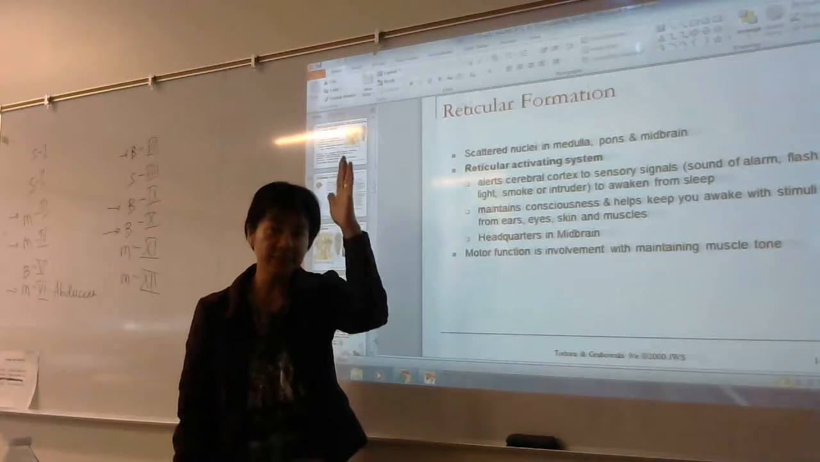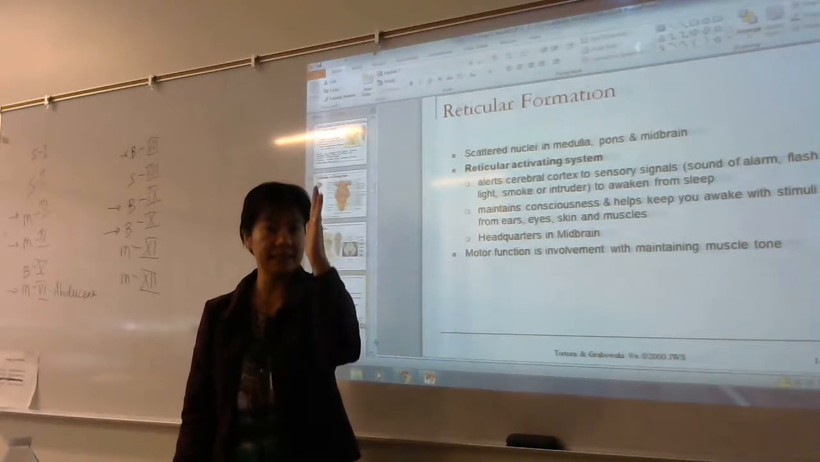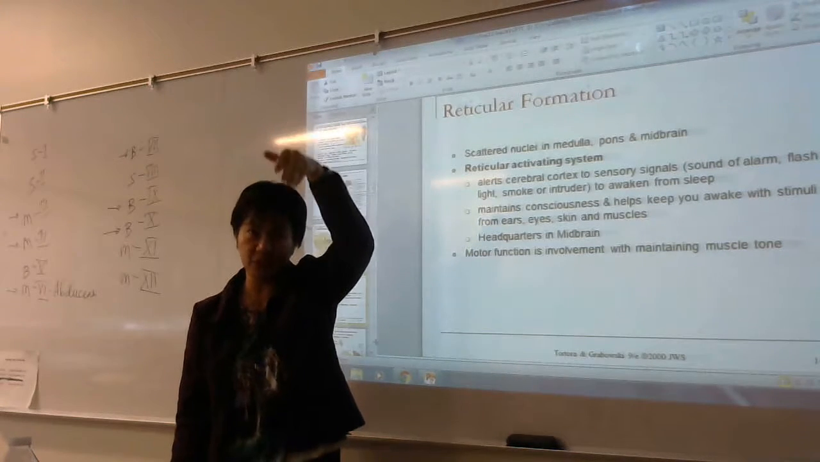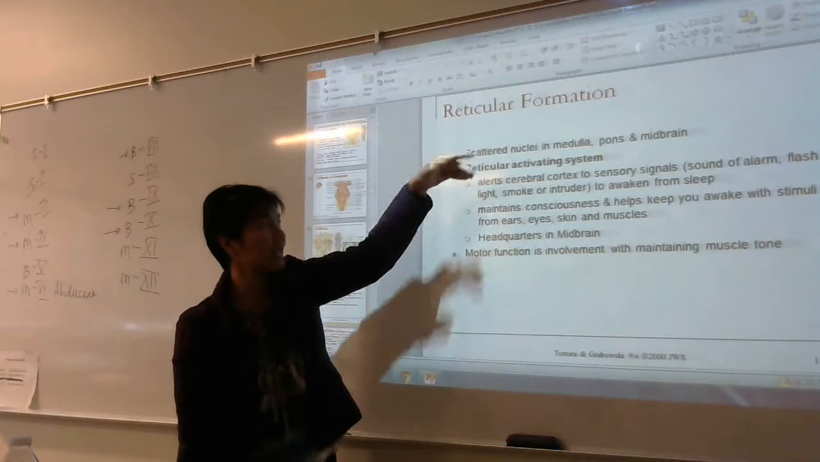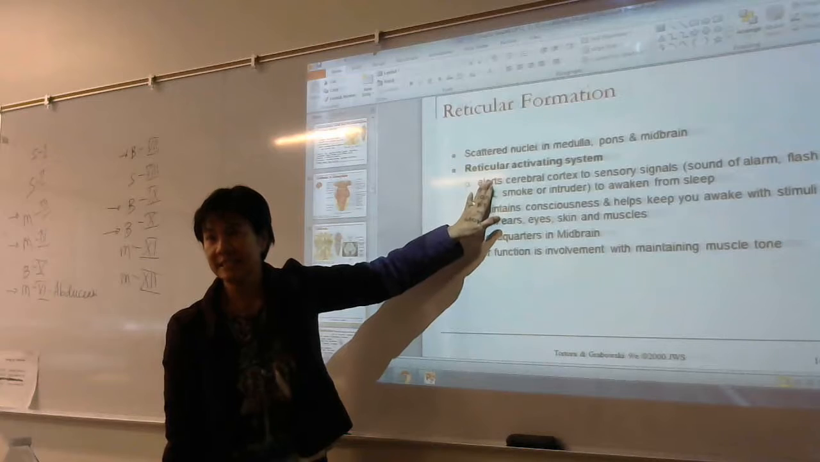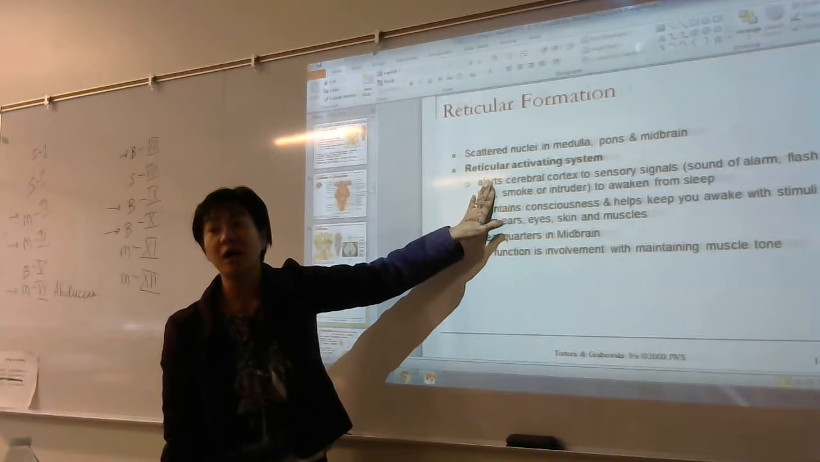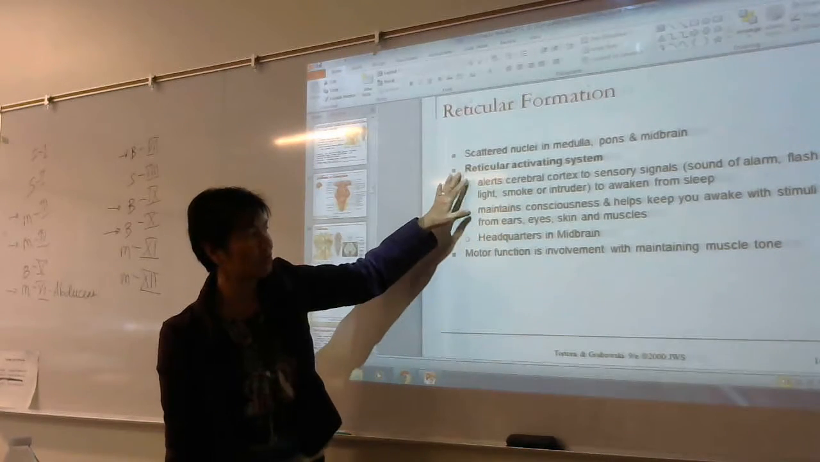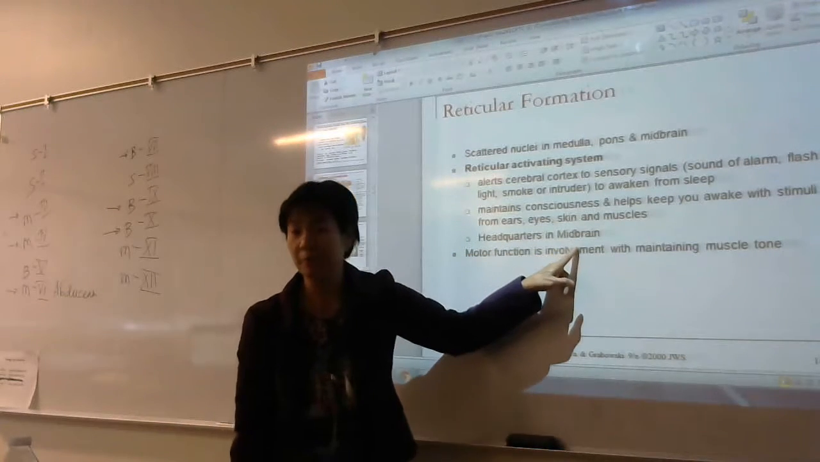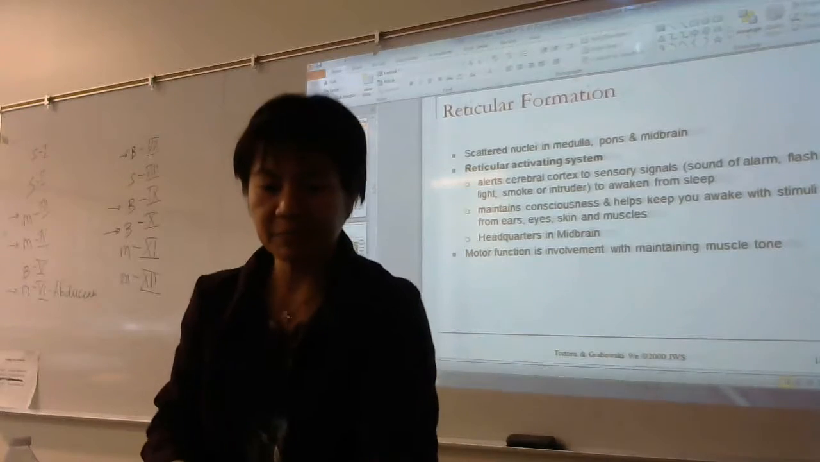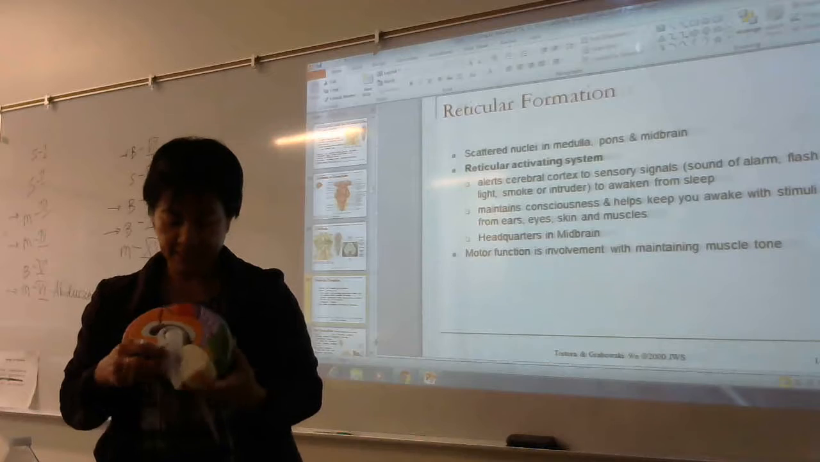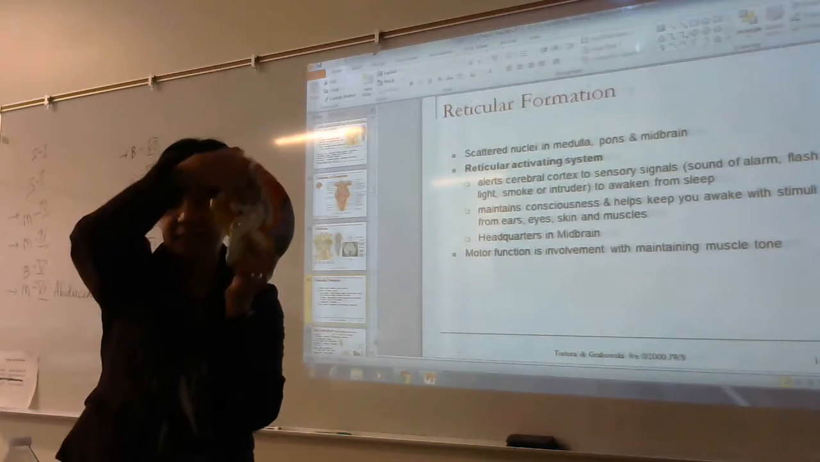Where is the RAS, the reticular activating system? In the brainstem, right? With the medulla, the pons, and the midbrain. Scattered nuclei there. They function as your reticular activating system. So if this gets damaged, you will go into a coma. But the headquarters of the RAS is in your midbrain. And if you look at this brain right here, look at your midbrain, thankfully, is stuck all the way in there. So this is how it sits, right?